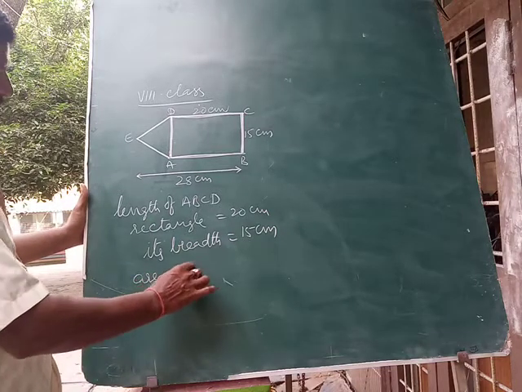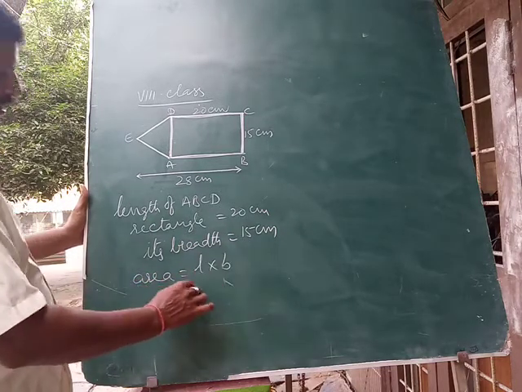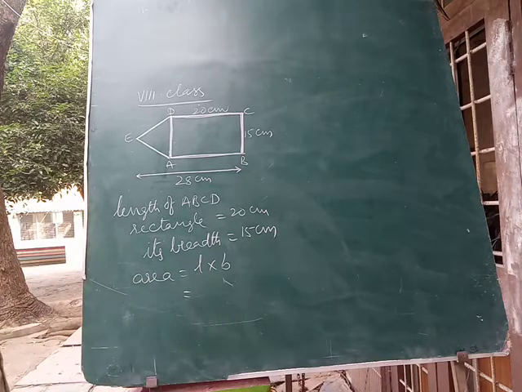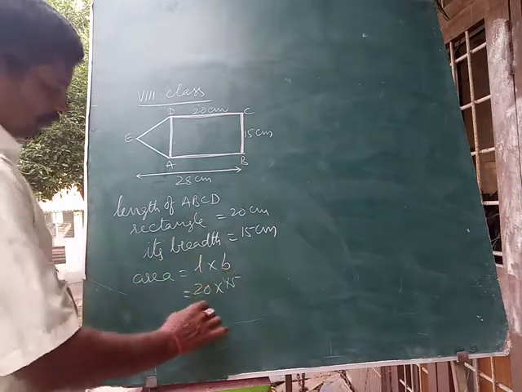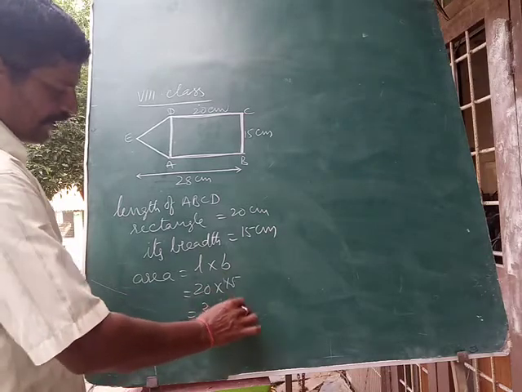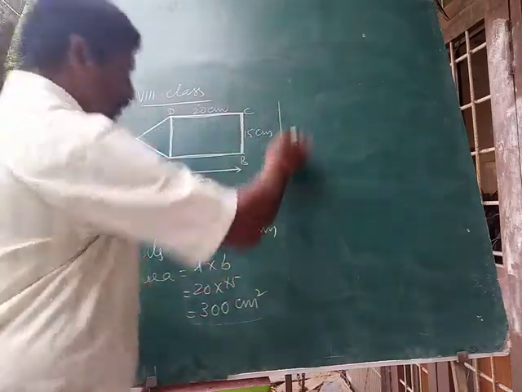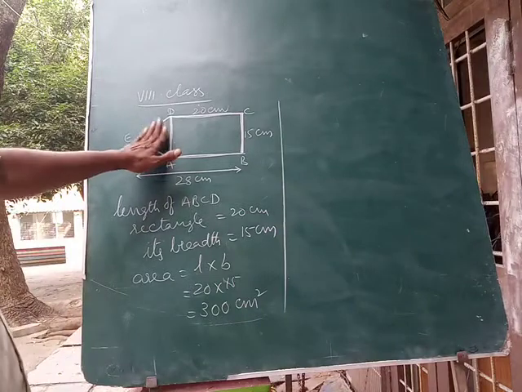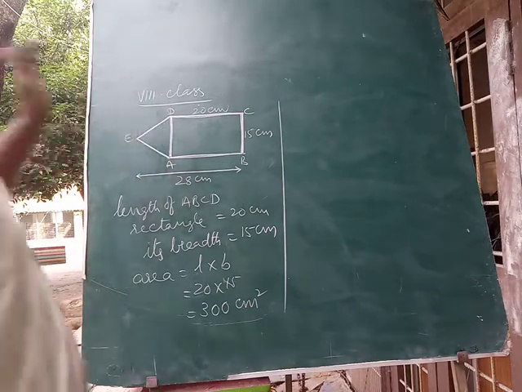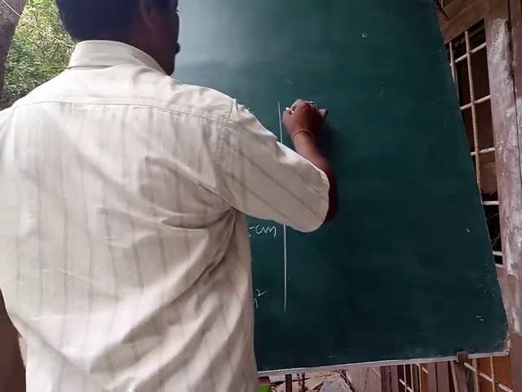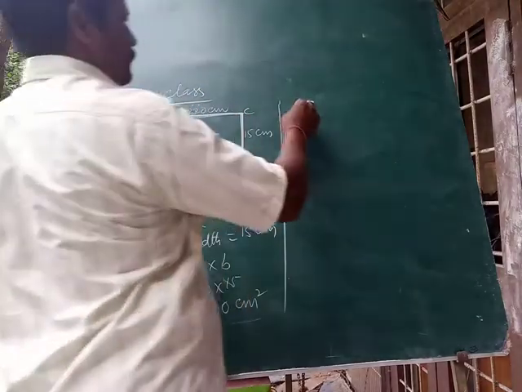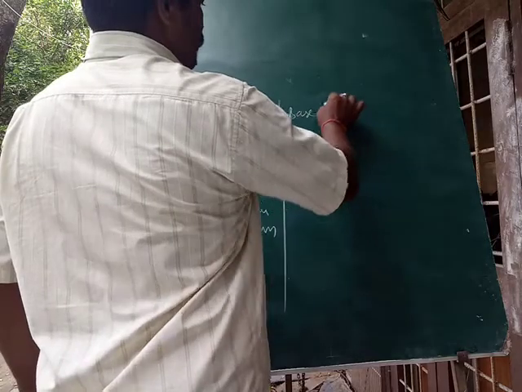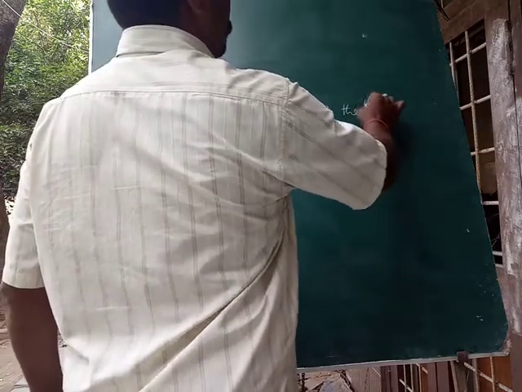Area is equal to length into breadth. Area of the rectangle is equal to length into breadth. L into B. 20 into 15. 300 square centimeters. Next, what is this shape? This is in the shape of a triangle. Now, what is the base? AD is the base.